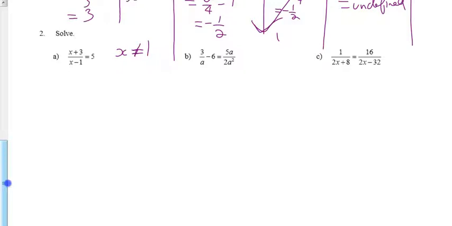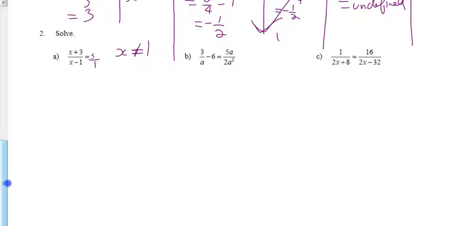Okay, so what were the steps? State the restrictions. Yes, determine the lowest common denominator. What's the lowest common denominator? We'll give the 5 its own little denominator, right? The restriction is x cannot equal 1. What's the lowest common denominator?